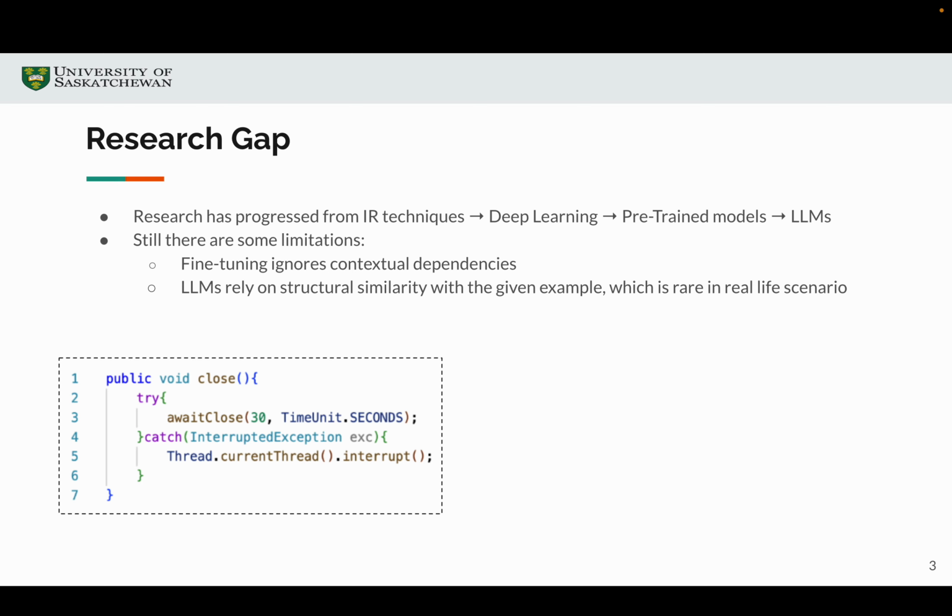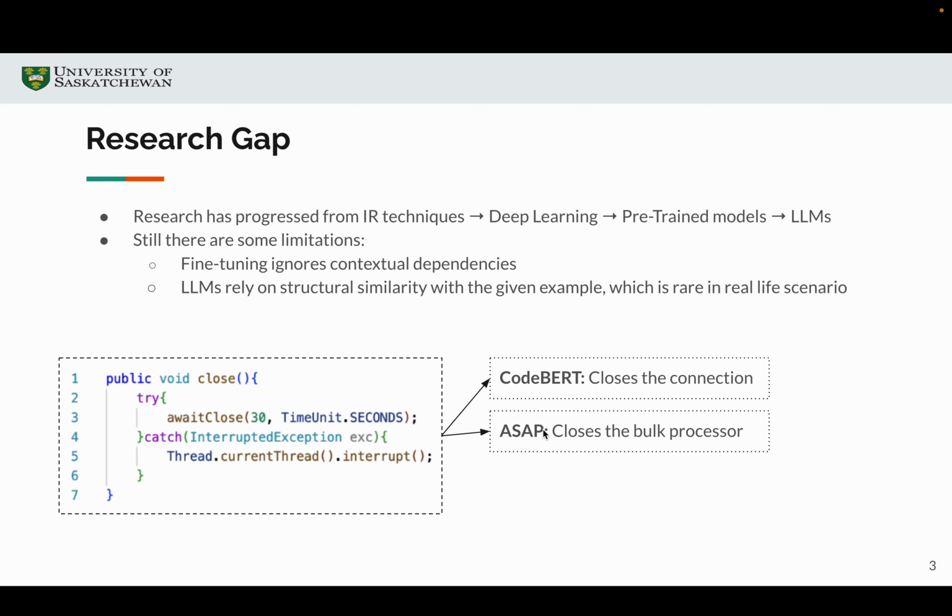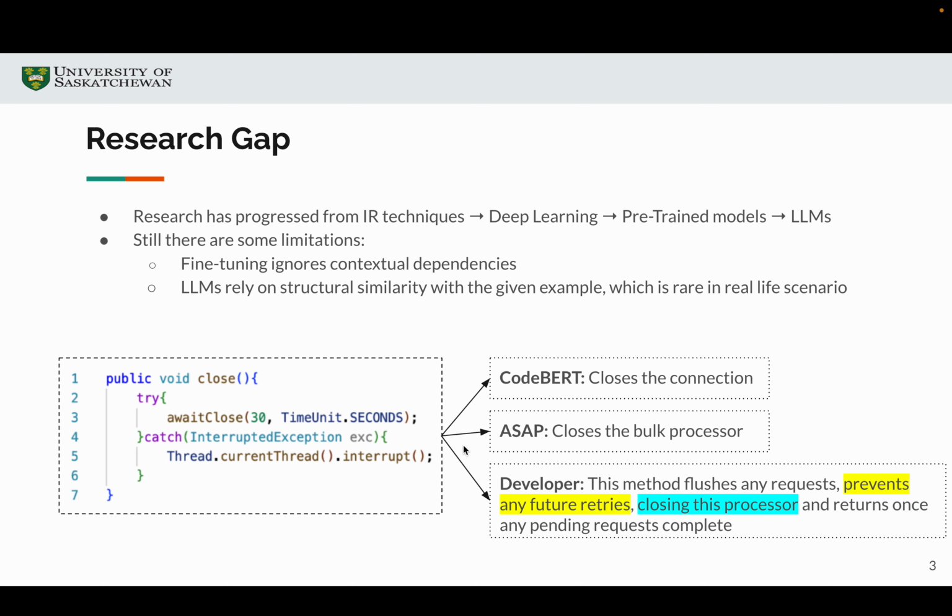Suppose we look at this function, a void close function, and it calls another function, awaitClose, in a try-catch block, and it does something. Let's see what the current tools generate as the summary. One tool says, "closes the connection," simple. And another method based on an LLM says, "closes the bulk processor." Let's see how the original developer wrote the summary.